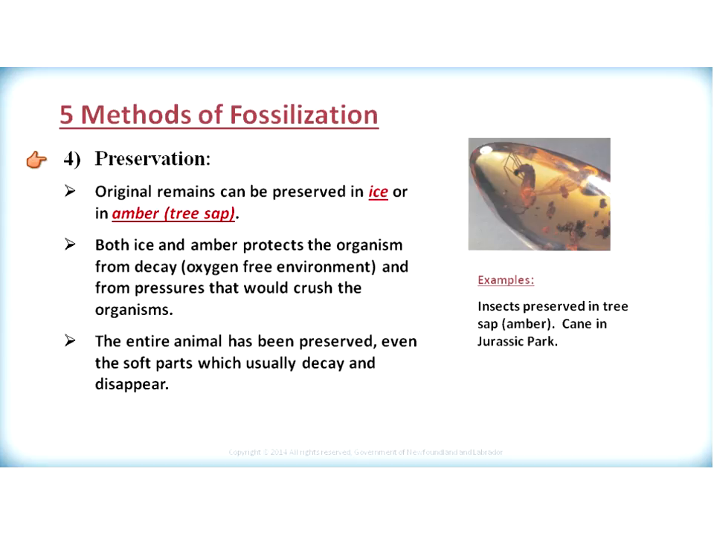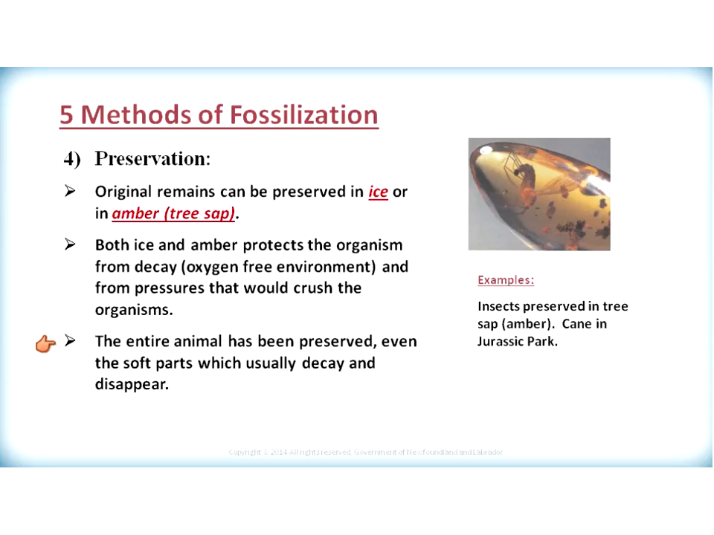The fourth method of fossilization is called preservation. During preservation, the original remains can be preserved in ice or in tree sap, which is called amber. Both ice and amber protect the organism from decay, because they provide an oxygen-free environment, which is one of the conditions that promotes fossilization, and from pressures that would crush the organisms.